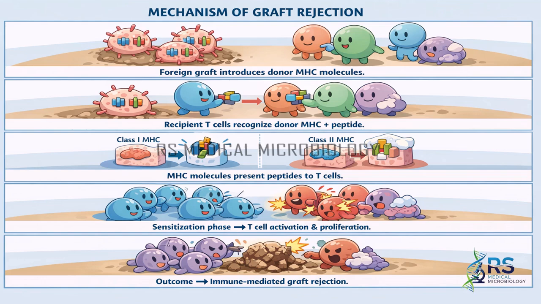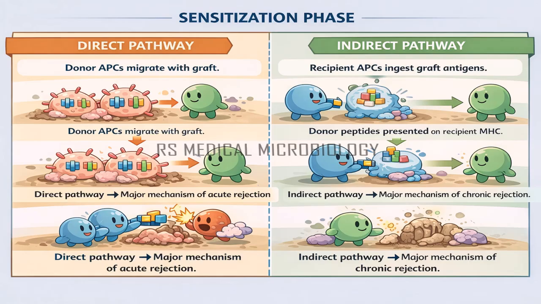Graft rejection basically is a T cell mediated immune response to the graft antigens and MHC molecules. The graft brings in new MHC molecules. The recipient's immune system recognizes the new MHC molecules. The graft peptides are presented to the T cells. This leads to sensitization, and the final outcome is immune mediated graft rejection.